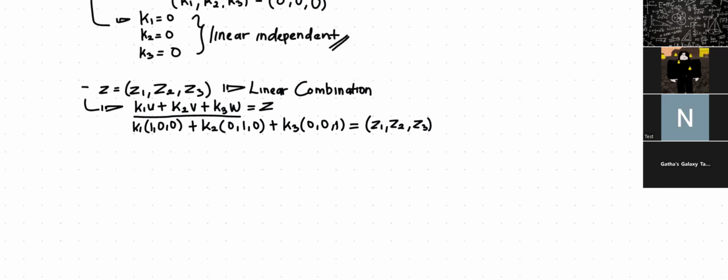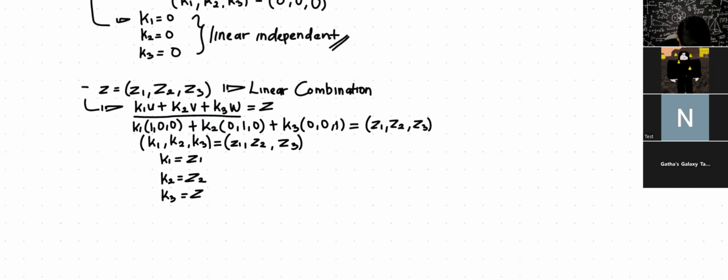Okay, we just calculate this equation again, and the result is, okay, this directly gives a unique solution for the coefficients: K1 is Z1, K2 is Z2, and the last one, K3 equals Z3. Okay, since a unique solution for the scalars K1, K2, and K3 exists for any vector Z in R3, the set S spans R3. So the answer is yes, the set S spans R3.